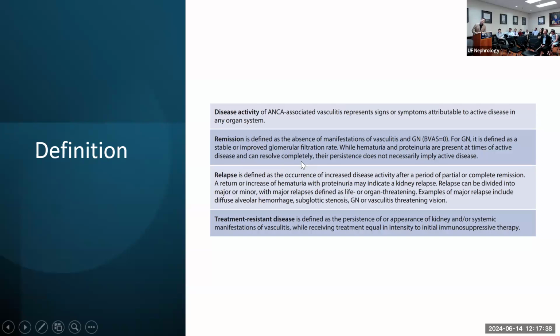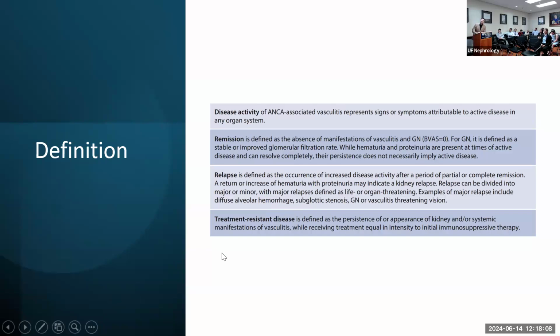Relapse is defined as the occurrence of increased disease activity after a period of partial or complete remission. Return or increased hematuria with proteinuria means kidney relapse. Relapse can be divided into major and minor relapse. Major relapse is defined as life- and organ-threatening. Examples of major relapse include alveolar hemorrhage, subglottic stenosis, glomerulonephritis, and vasculitis threatening vision.